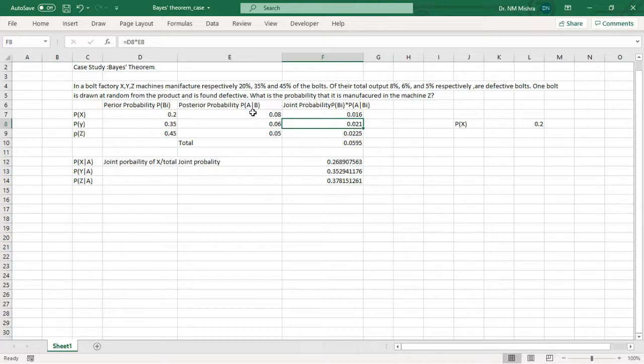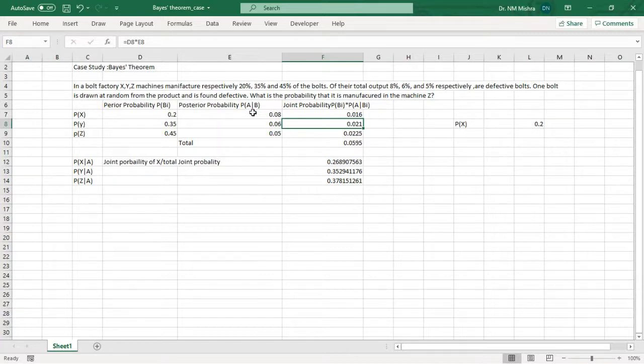As you know the formula, what is the formula of the joint probability? Conditional probability. Out of what, how many percentage are, how many probability, how many are defective piece from the machine X? 0.08. What is the chances of defective from the machine X? Means probability of A oblique B.